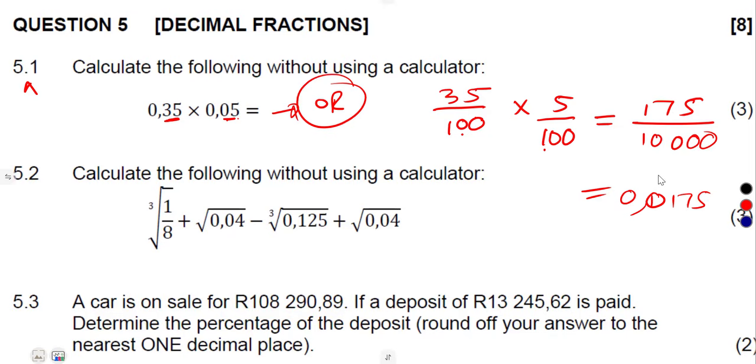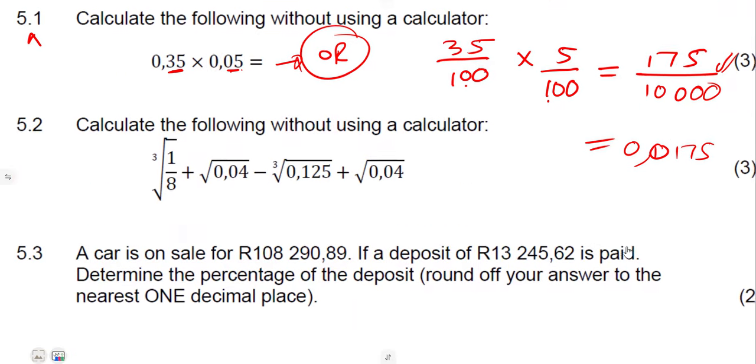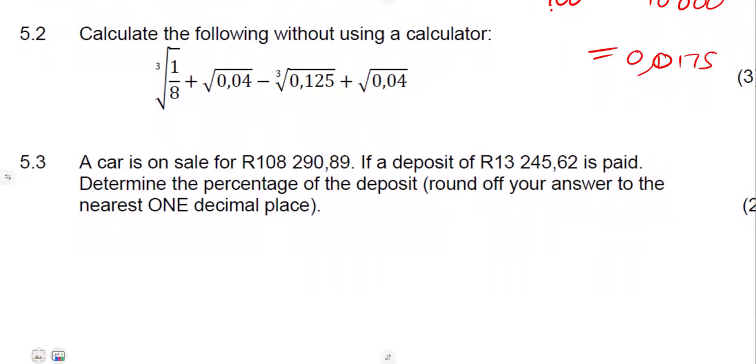0.0175. Yes, guys, they say do not use a calculator, but you cannot say you cannot use a calculator to divide these two numbers to get a decimal. If you do not understand, use your calculator somehow. All right, anyways, guys, that is what we have there.